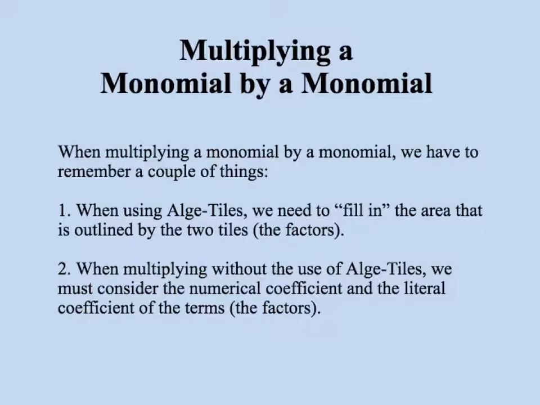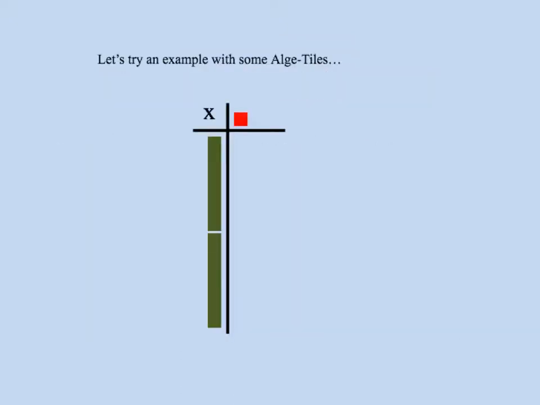The second thing that's going to be important for us to remember, and it'll make more sense once we do a couple of examples, is that when we're multiplying monomials without using algebra tiles, we're going to have to consider the numerical coefficient and the literal coefficient in the terms. So let's go ahead and take a look at an example with some algebra tiles.